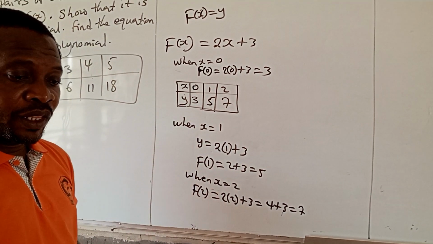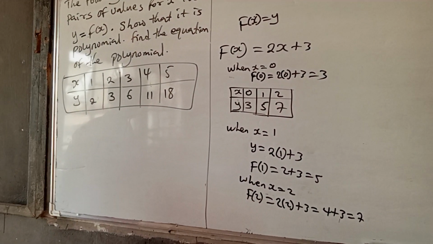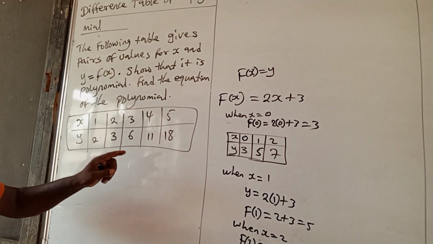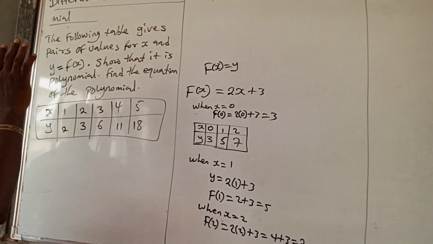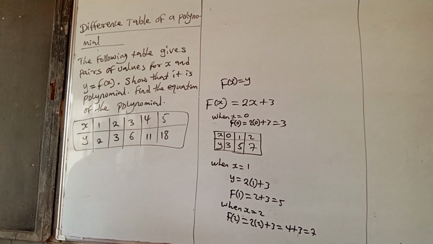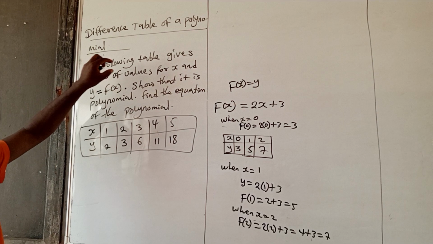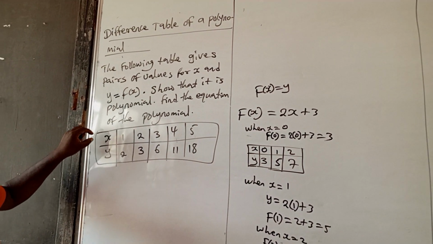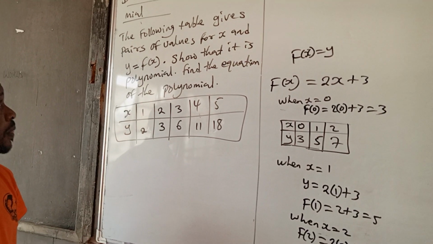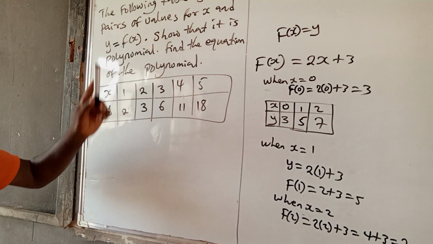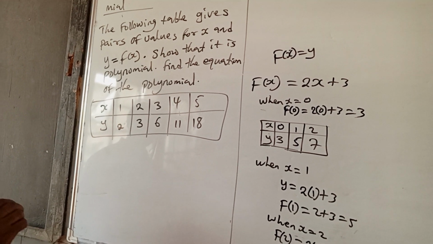Now, when you are given a table in a question, like this question now, and you don't know how they formed this table, we use this topic to check whether this table is correct. Like the question says, the following table gives pairs of values for s and y. These are the values of s, these are the values of y. So that y represents our function of s. Then it says, show that it is a polynomial.